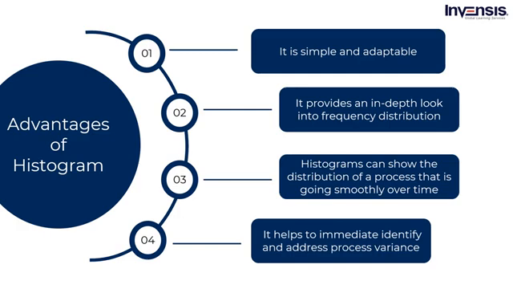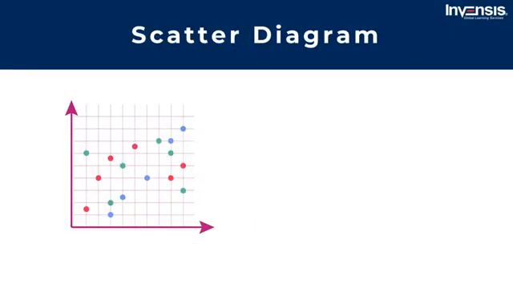In a histogram, a normal distribution is commonly indicated by a bell-shaped curve in the bar graph, whereas spikes in the graph indicate the variation that should be addressed. This was about histograms. And finally, the seventh quality control tool is the scatter diagram.